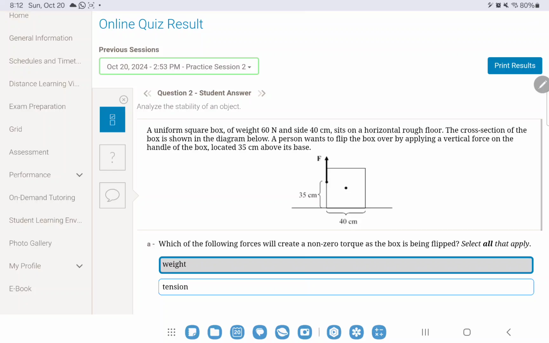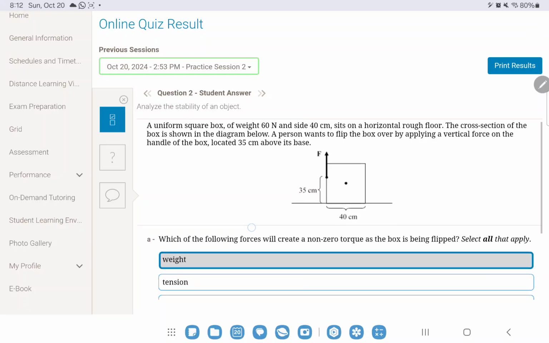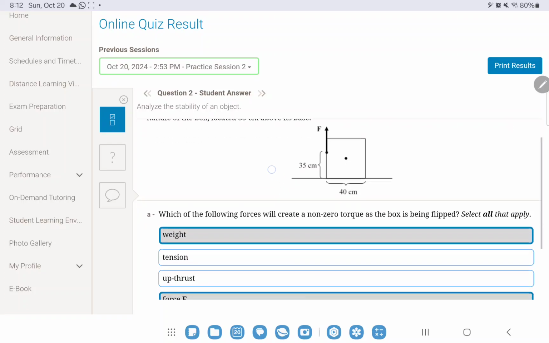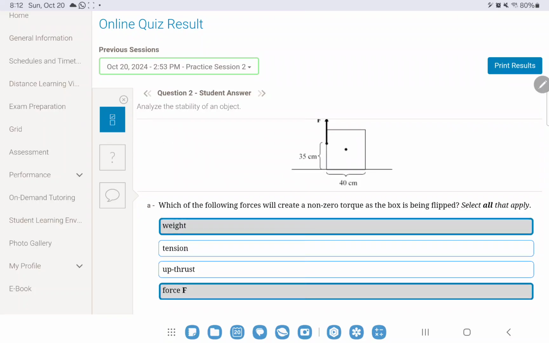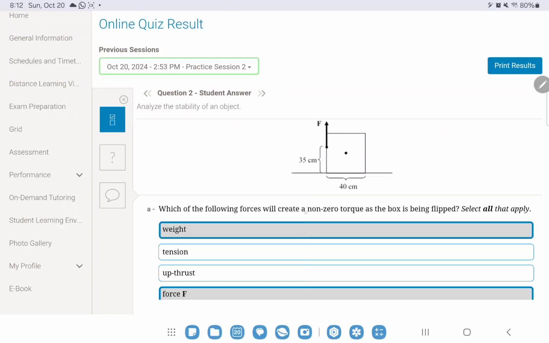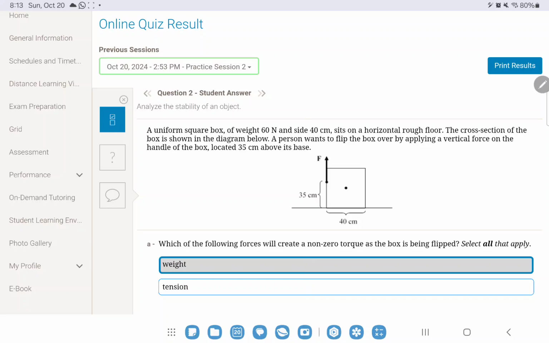Now, the next question is telling us we have a uniform square box of weight 16 newtons and side 40 centimeters sat on a horizontal rough floor. The cross section of the box is shown in the diagram below. The person wants to flip the box over by applying a vertical force on the handle of the box located 35 above its base. So now we need to see which forces are actually going to produce a non-zero torque.